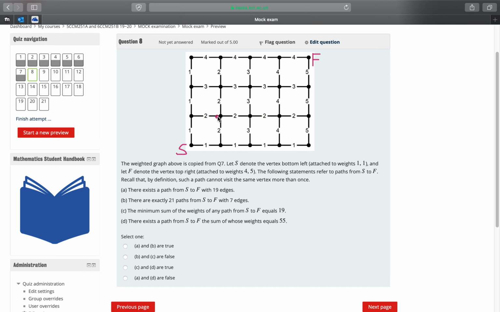There are quite a few with 7 edges. Use 1, 2, 3, 4, 5, 6, 7. You've got lots of choices. But we're asking for 19 edges. That's a longish path. What is the longest path from S to F?